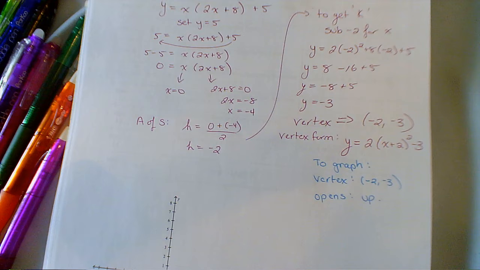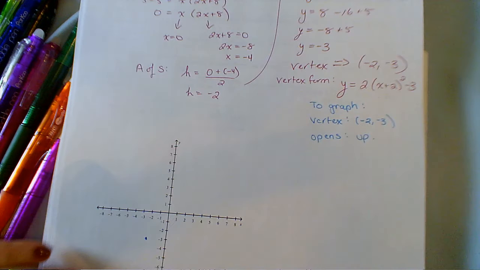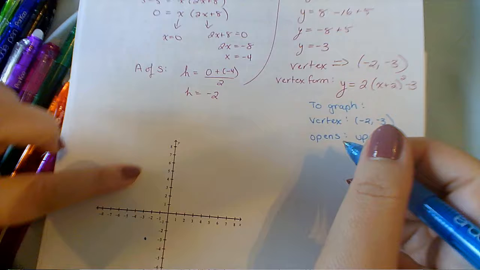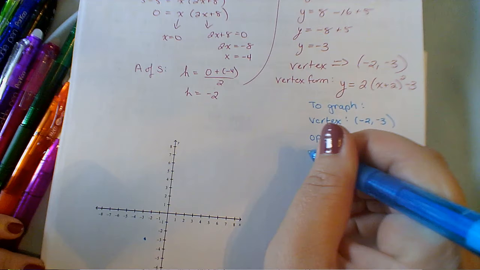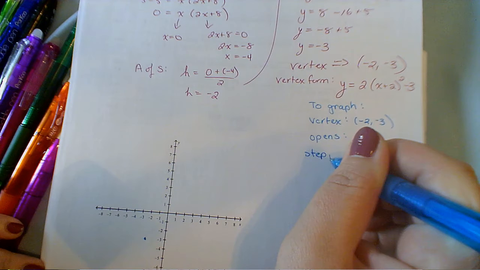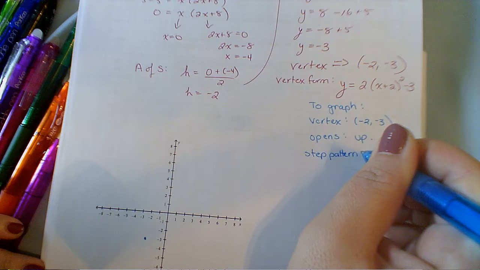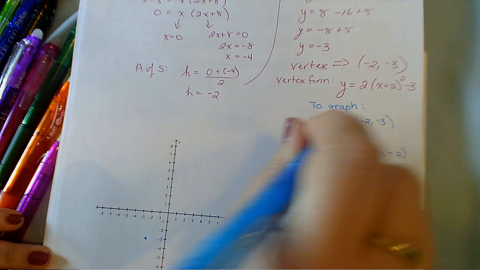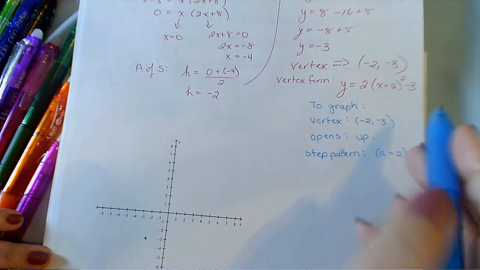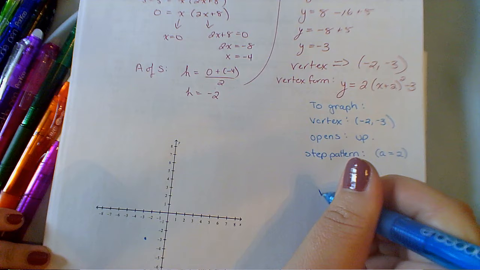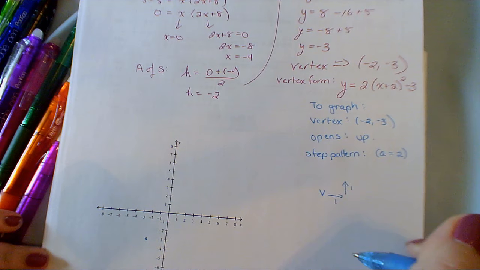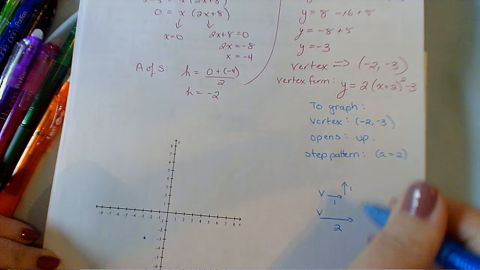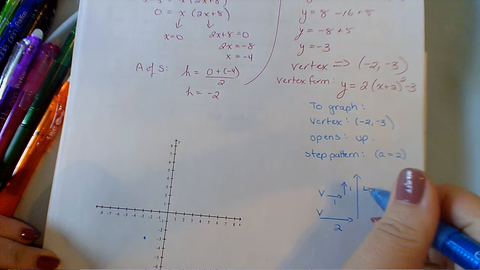Step 3 is our step pattern. So I know the parabola goes up like this. The a value is 2, right? So that means normally from the vertex, we went 1 over, 1 up, and normally from the vertex, we go 2 over, 4 up, right? Those are our normal numbers.